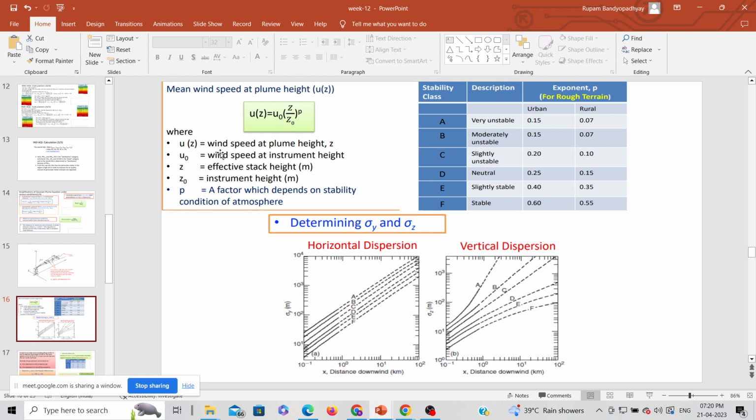So this effective stack height is z, and z0 is the instrument height, and p is a factor that depends on the stability condition of the atmosphere. This is the table of the different stability classes with the p values mentioned. For urban or rural area, you can get the p value from this chart, and using these p values you can get the wind speed at the desired height. And these are the stability charts for horizontal dispersion and vertical dispersion.